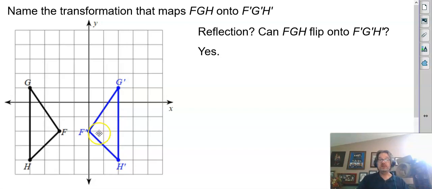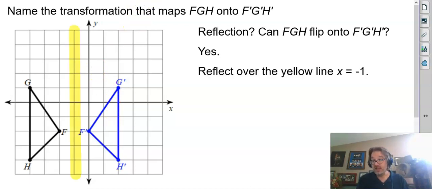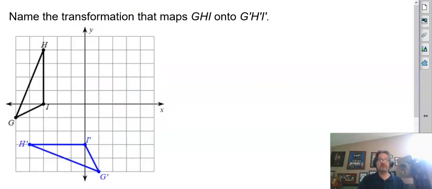Yes, I can. So what I need to do is flip it like this. I need to find the line that is halfway between F and F prime, and it's that line right there. It crosses X at -1. So I'm going to do a reflection over the line X equals -1. That would be my answer. I'm going to take the black shape and flip it right over the yellow line, and it will line up on the blue shape. Notice when I start, my thumb is over here on the left. When I flip it, my thumb ends up over here on the right. So we change places.